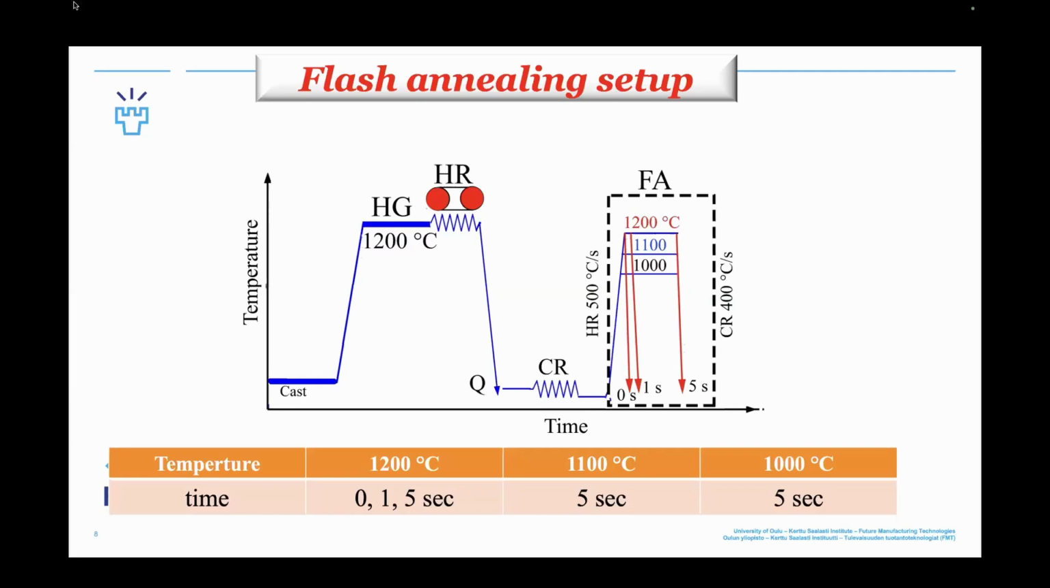For example, we make fast heating at 500 centigrade per second, and hold at 1000 for 5 seconds, 1100 for 5 seconds, 1200 for 5 seconds. At the same time, at 1200 centigrade, we make one condition without holding, just reaching 1200 and fast cooling, and then 1 second at 1200 and fast cooling. So we have 5 different conditions, and the cooling rate is about 400 centigrade per second. This was applied using the Gleeble simulator.